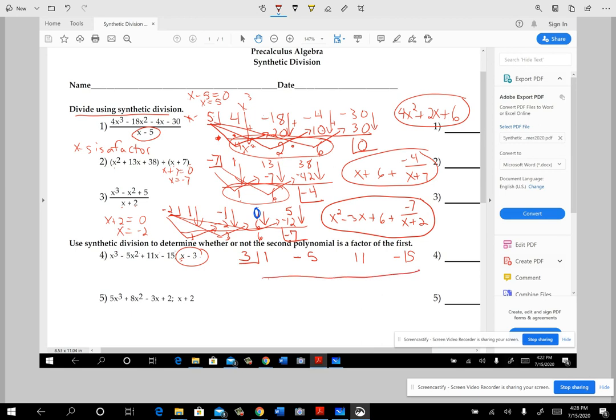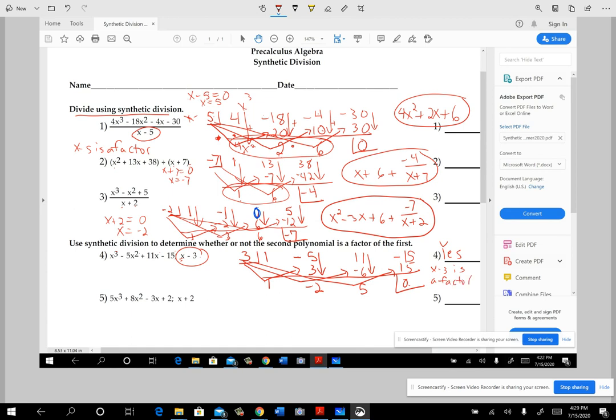Okay. Then you go and you bring down, multiply, get a 3, add straight down, multiply, get a negative 6, add straight down, multiply, and get 15. And then there you have it, a remainder of 0. That's like the 6 dividing by 2 and going in there 3 whole times with no remainder. There's no remainder, so that means x minus 3 is a factor. So yes, x minus 3 is a factor because it went in there evenly.